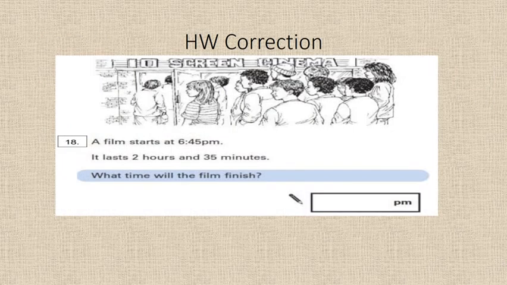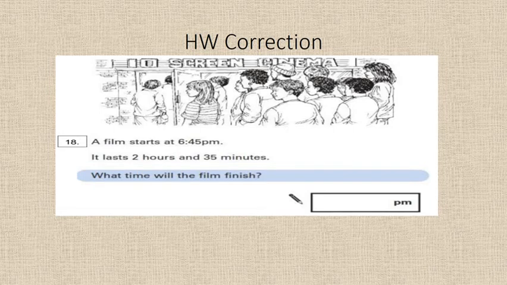And the first question in the homework: a film starts at 6:45 p.m. It lasts 2 hours and 35 minutes. What time will the film finish? So it's easy to solve questions about time now. We already discussed that a lot in class and we have had a lot of practice together. So it's very easy to solve it now.